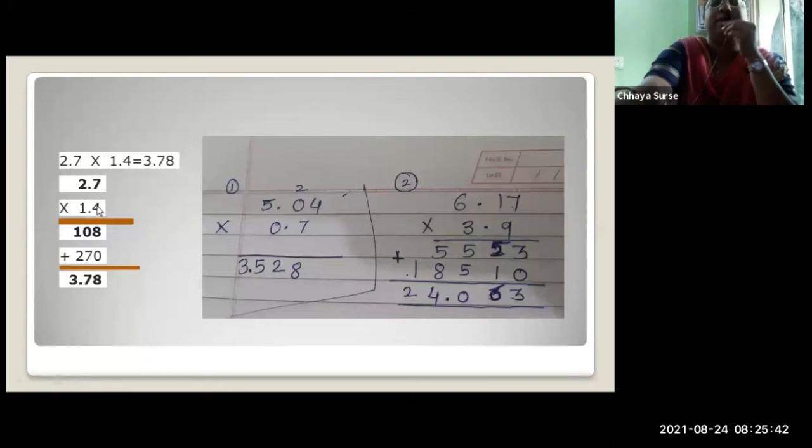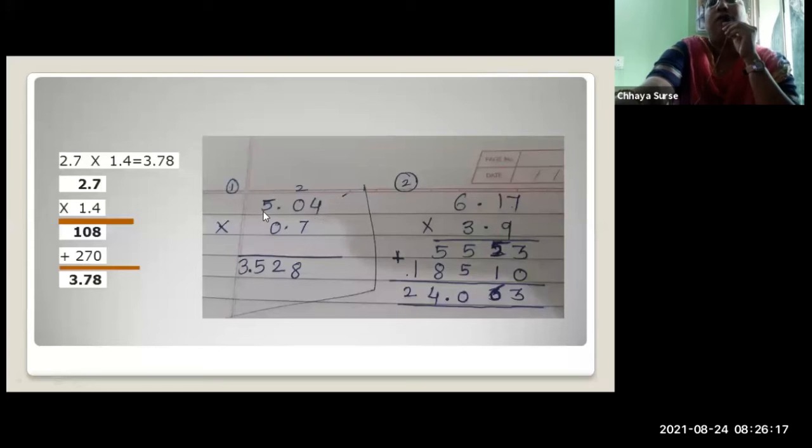Two decimal places. That's why before the 2 digits in the product, we have given here the decimal point, because there are total 2 decimal places in this multiplication. So before the 2 digits, 1 digit, 2 digits, we have given here the decimal point. Clear? Next example.